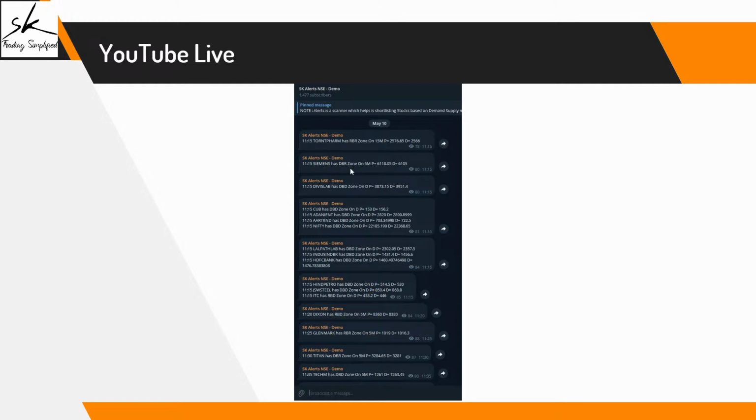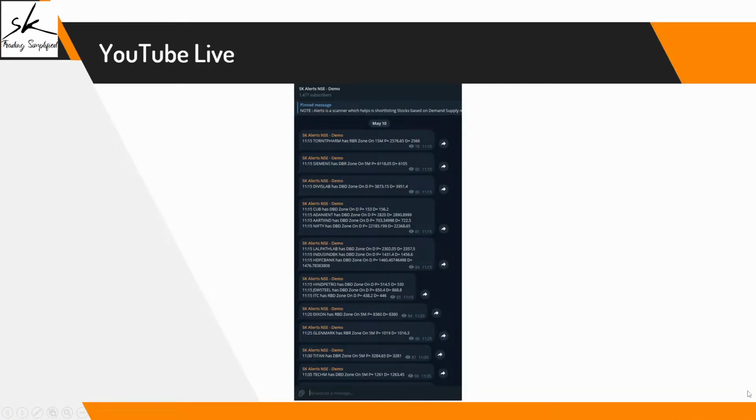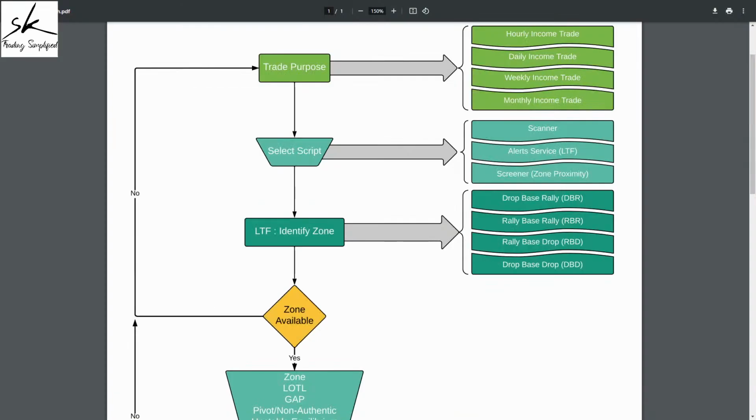So you can see, as and when these zones are getting formed, it immediately notifies you on which symbol, on which time frame these zones are getting formed. And again, I'll add, these are not call giving or tip giving services. It is a scanner which is helping you shortlist symbols as and when these zones are getting formed. So that's your alerts. Similarly, we have another tool which is called the screener.